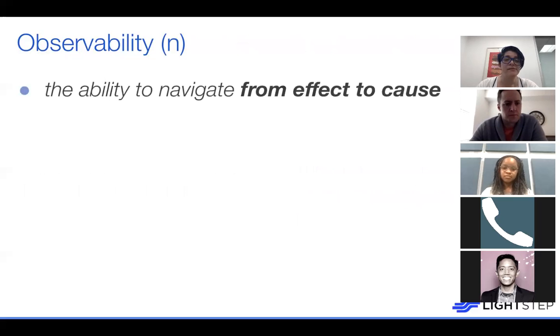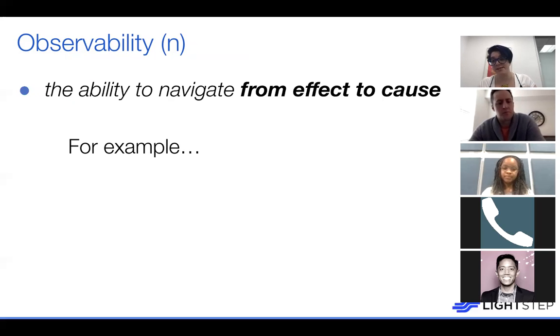Okay, so here's the definition I think you should walk away with. We know where it came from, but observability is the ability to navigate from effect to cause. And I think it's important to realize that I'm not saying this is a cause and effect relationship. On the outside, we see effects. We see an error, maybe. We just see a 404 we don't understand. And our job is to start with that effect and navigate all the way back to the cause.